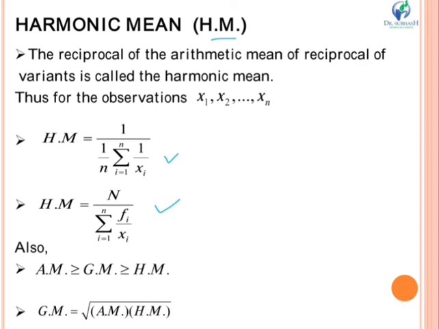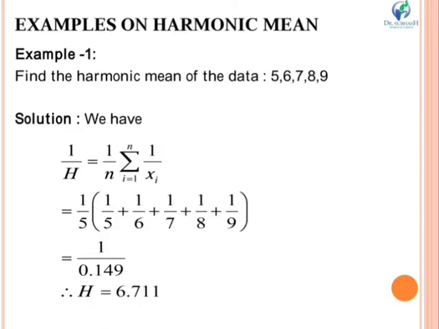There are two results. The arithmetic mean is greater than the geometric mean, and that is greater than the harmonic mean. And the other result is GM, that is geometric mean, equal to under root of arithmetic mean into harmonic mean. When any two of the values are given to us, then we can find the third one. Now let us see some examples on harmonic mean.